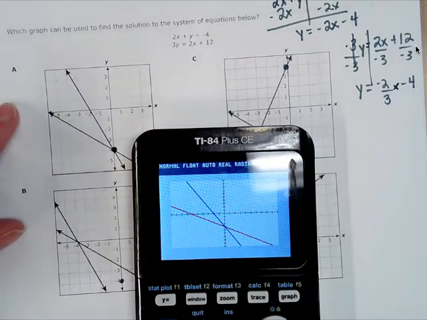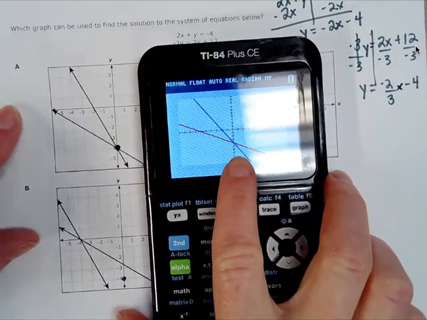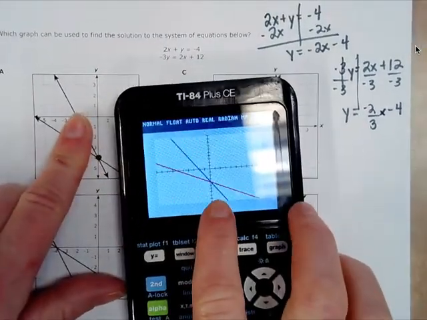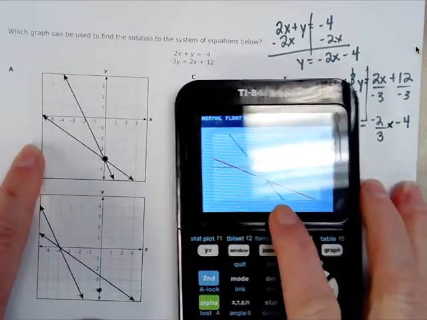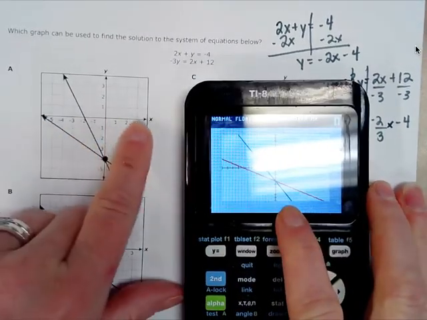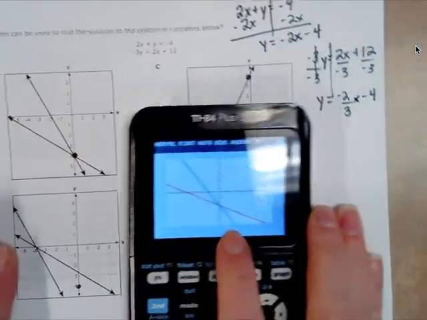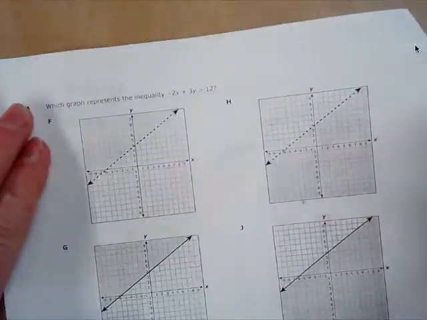Only one that does that is answer choice A. So look at that. They do look a little different because of how this window is set up. Our window is set up with negative 10 to positive 10, negative 10 to positive 10. This one's set up negative 6 to positive 4, and negative 6 to positive 4. But they are essentially the same thing. Okay, let's keep on going.